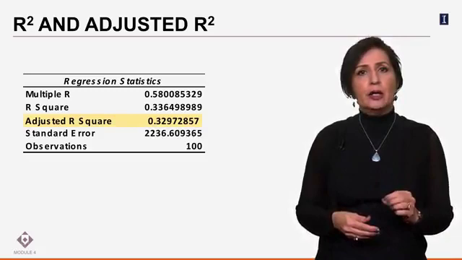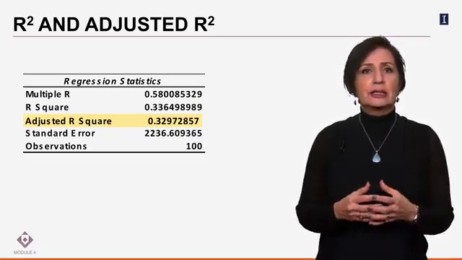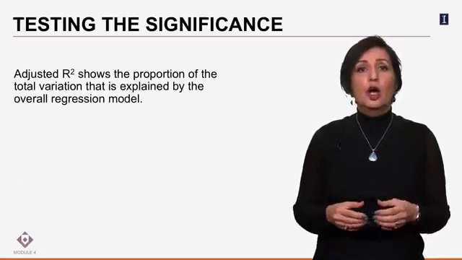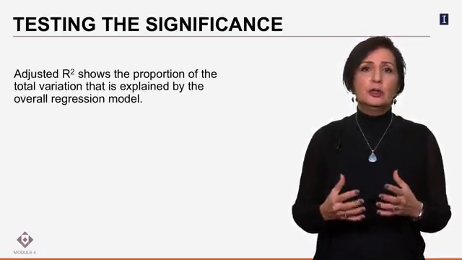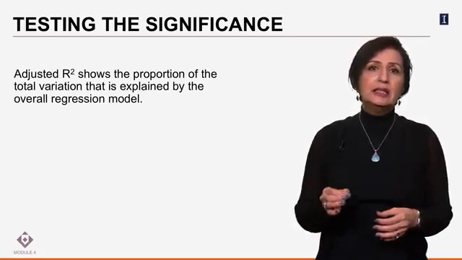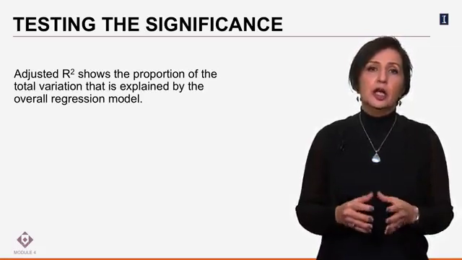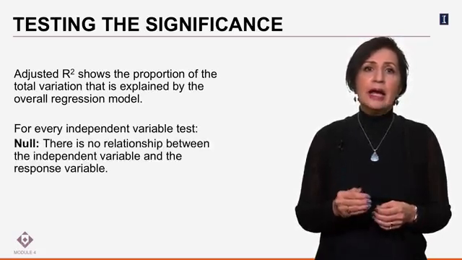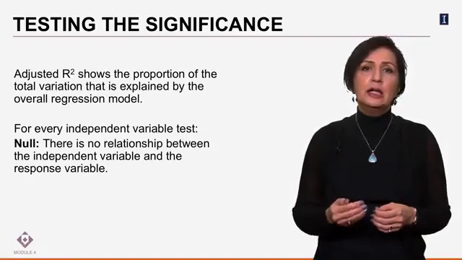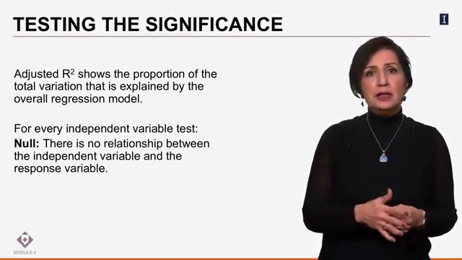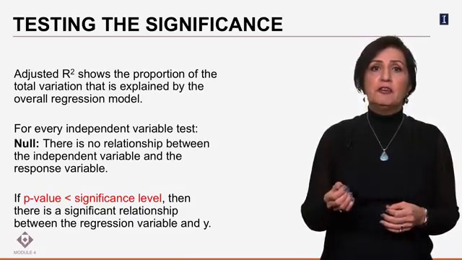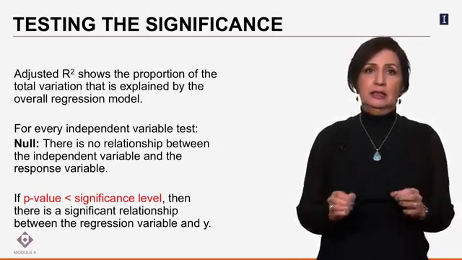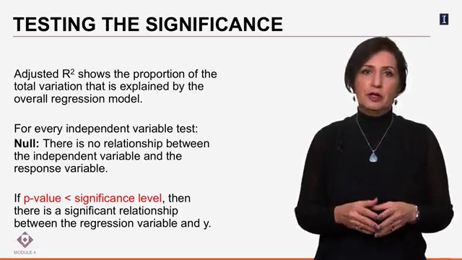While we used R-square in simple linear regression to know what percentage of variation was explained by the regression model, in multiple regression, we will use the adjusted R-square to find the proportion. While adjusted R-square value will tell us how good the regression model is in explaining the variations, the significance of each independent variable is assessed separately. In multiple regression, it is customary to test the significance of every independent variable used in the model. Again, the null hypothesis for each independent variable states that no relationship exists between the independent variable and the response variable. Therefore, if the p-value is less than the significance level, then we will reject the null hypothesis, meaning that there is a significant relationship between the regression variable and the response variable.